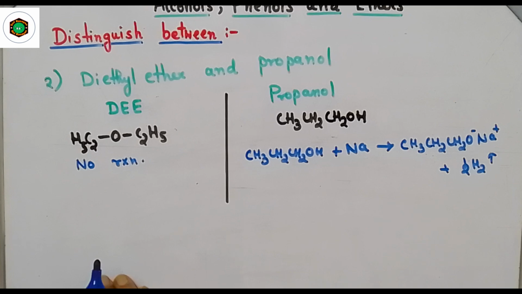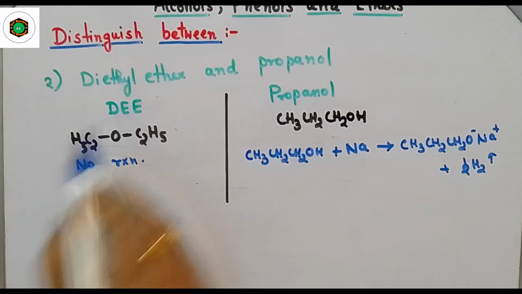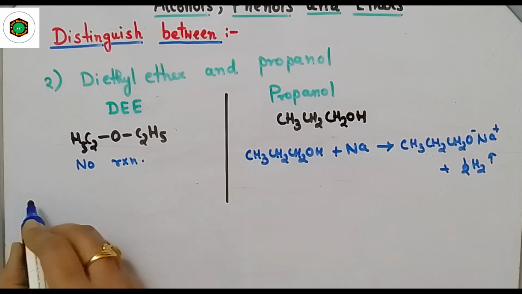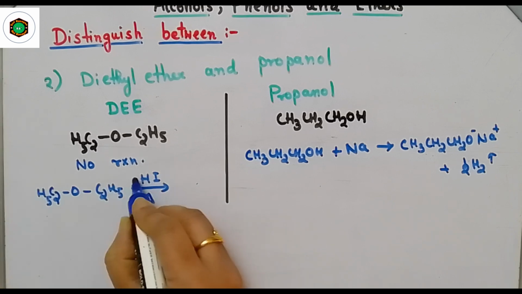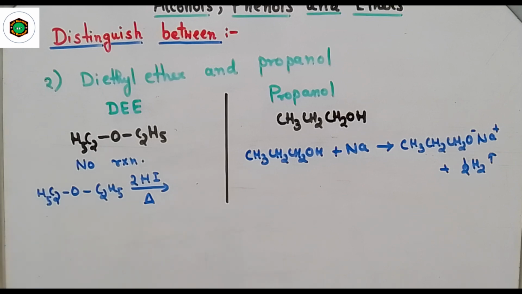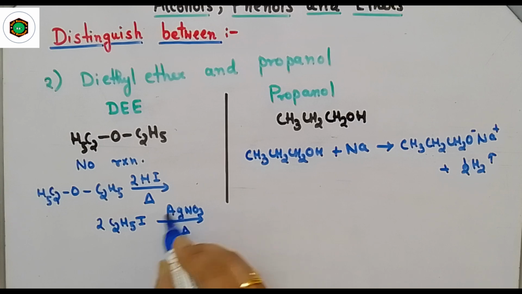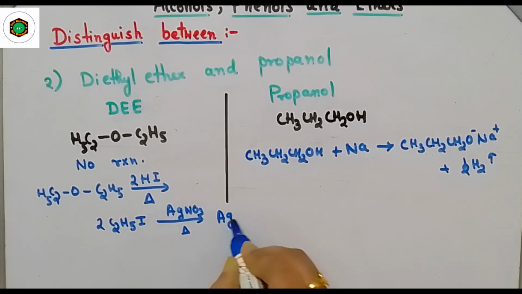But if you boil this diethyl ether with HI at high temperature, what will happen? If you heat it, 2 molecules will react to form ethyl iodide or iodoethane. Now if you treat this with silver nitrate solution, what will happen? Precipitation of silver iodide takes place.